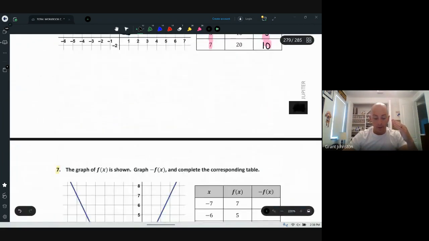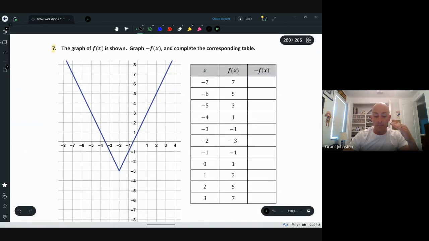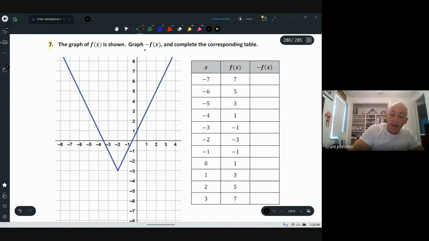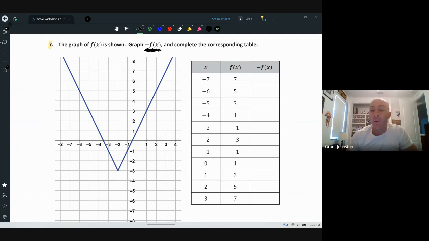Okay. Now let me show you the last example here, and that's when we slap a negative in front of it. So now we're doing negative f of x. So if f of x is this, and we want negative f of x, it would be negative 7. It would be negative 5. It would be negative 3, negative 1. Negative 1 would be positive 1. So now it's positive. Negative 3 would be positive 3. This would be positive 1. This would be negative 1, negative 3, negative 5, negative 7. So we just did the opposite of all the f of x because it's negative f of x.